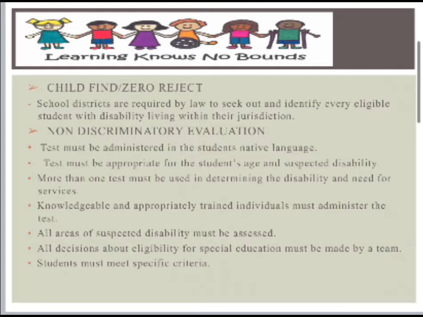More than one test must be used in determining the disability and need for services. Knowledgeable and appropriately trained individuals must administer the test. All areas of suspected disability must be assessed. All decisions about eligibility for special education and related services must be made by a team, not a single individual. To be eligible for special education and related services, students must meet specific criteria.